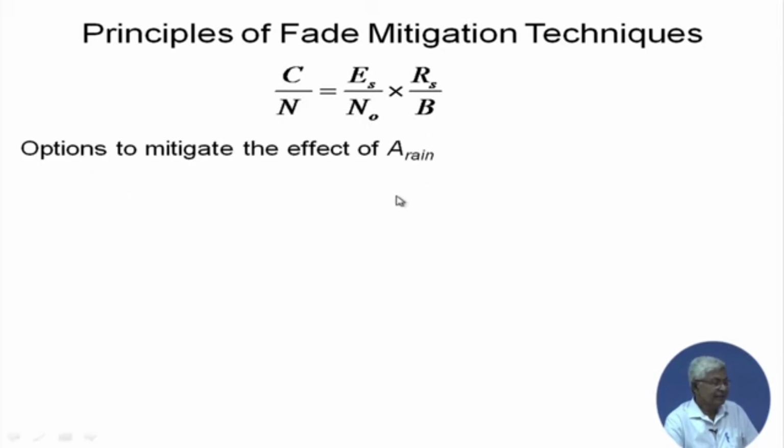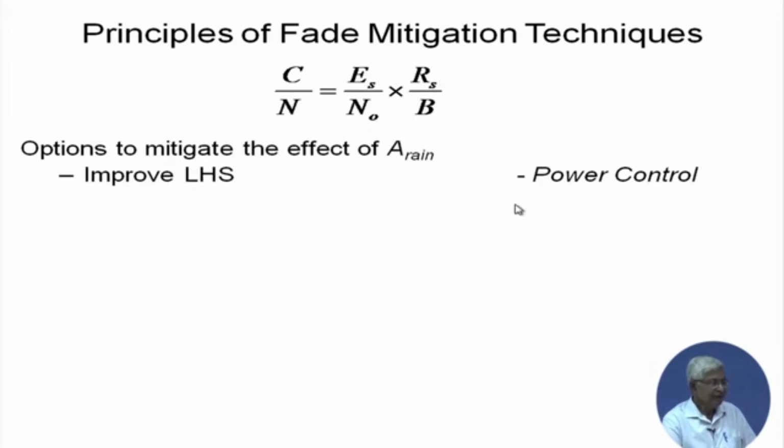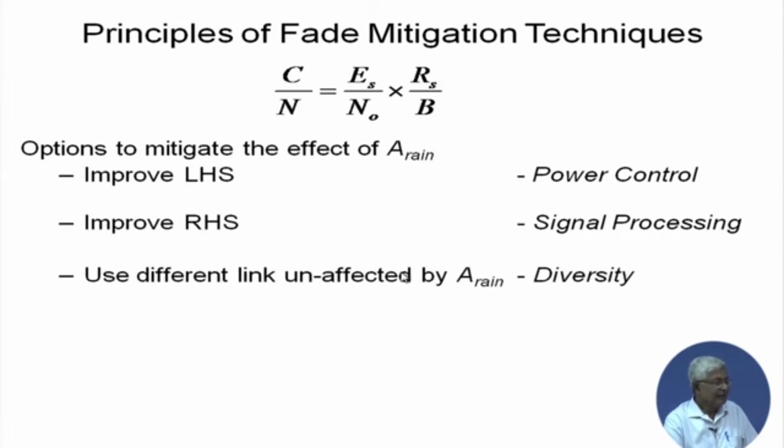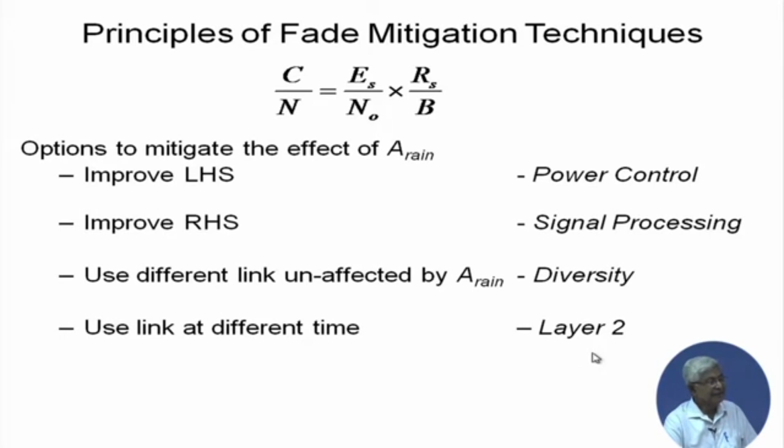Options to mitigate the effect of rain are to improve the left hand side, C by N, and that is done by power control. You can improve the right hand side, that is called signal processing, and you can use a completely different link which is unaffected by rain. So, it is called diversity, or you can use a different time, then it is layer 2 above the physical layer, called automatic repeat request, etc. So, there are various possible techniques to mitigate that. Let us see them one by one.